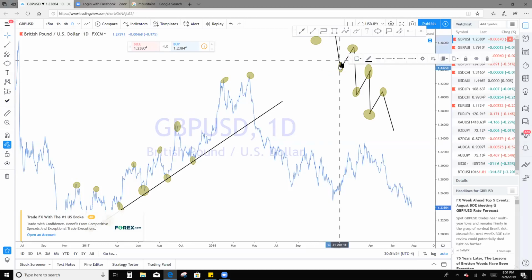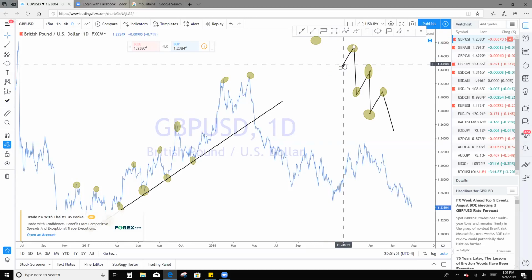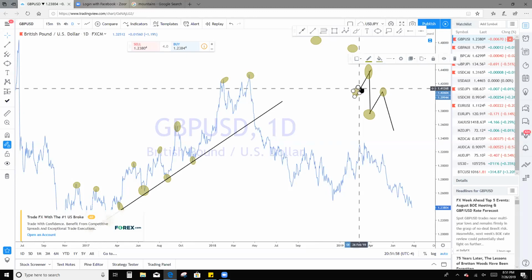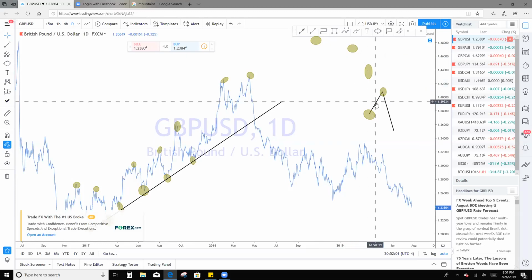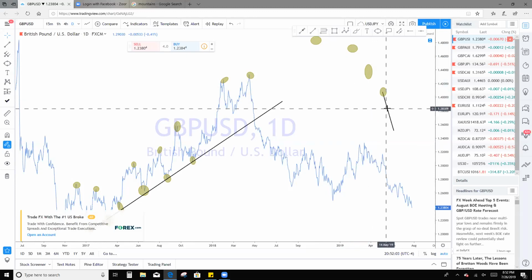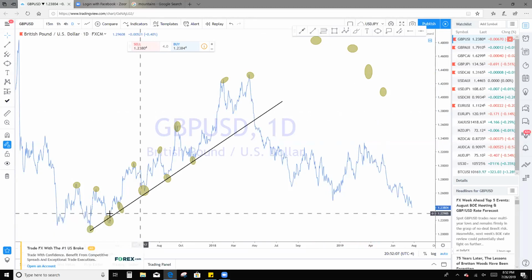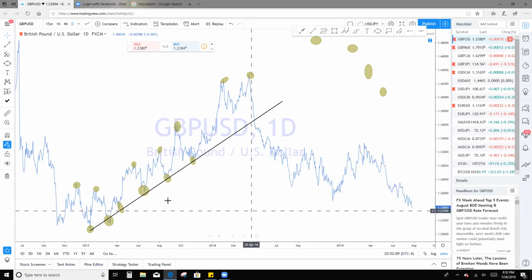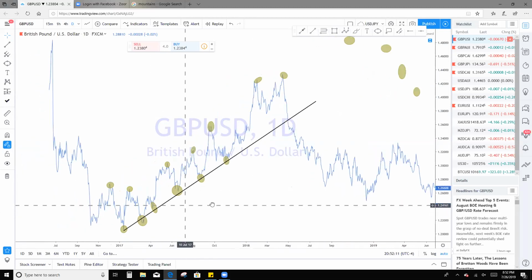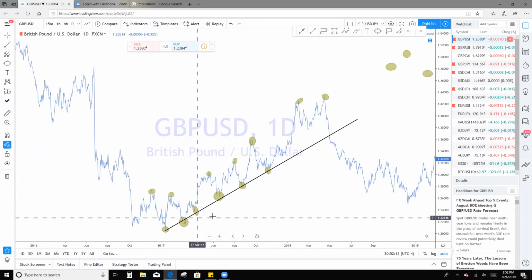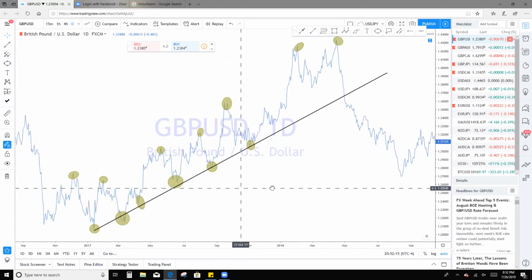Get rid of some of these out of here, and that one. We'll leave those other circles there. Perfect. So immediately after I draw that one line, let me show you what that does. I'm going to zoom in a little bit.